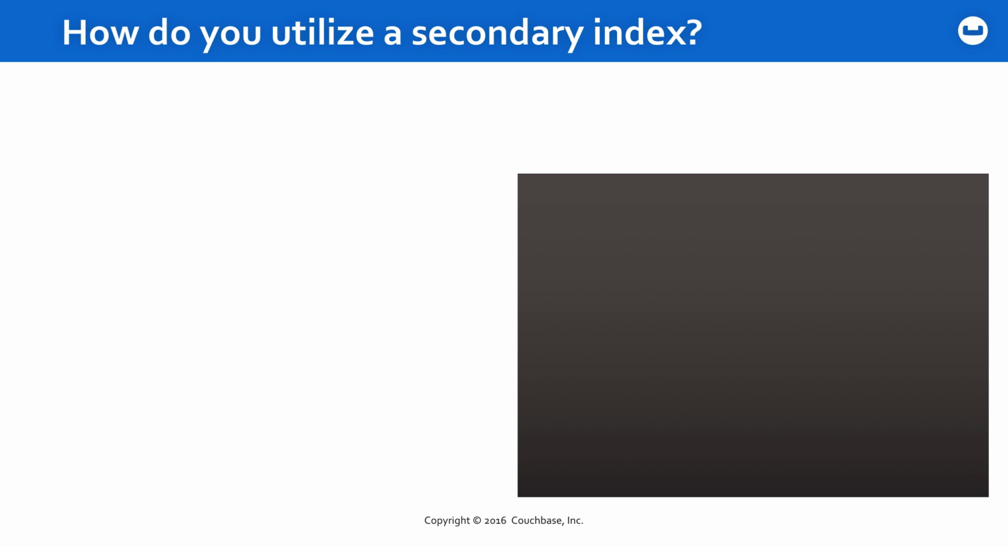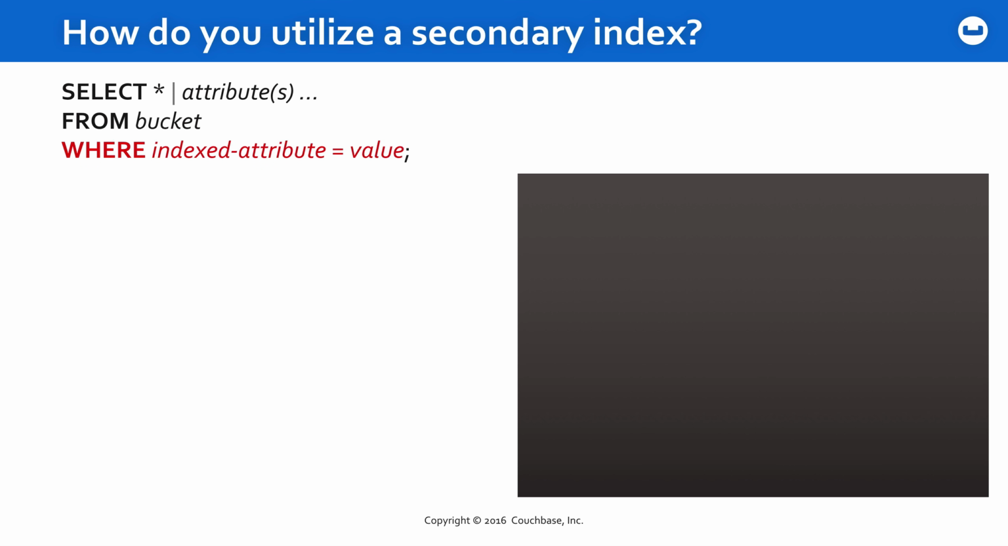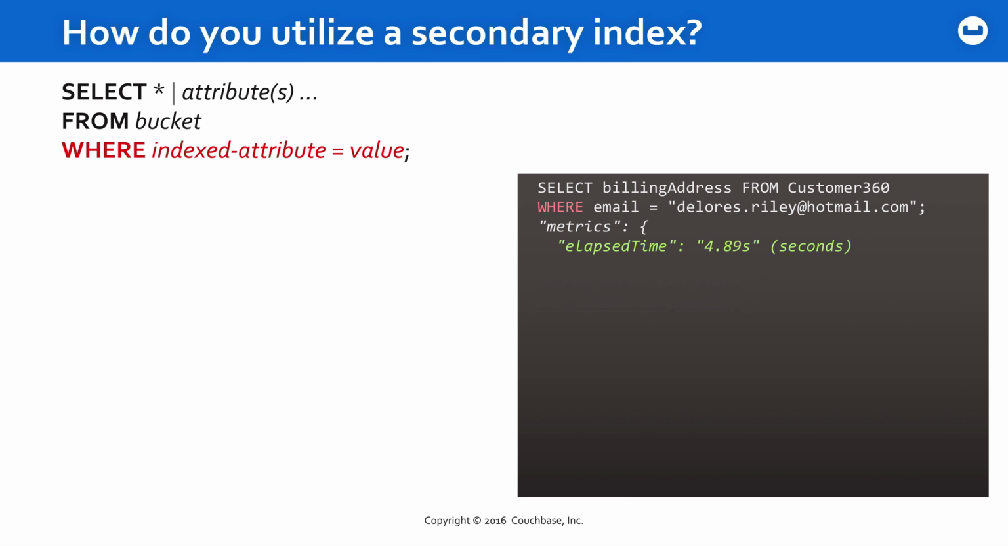Now, to use a secondary index, you just have to make sure you're executing a query that lines up with the index. So with N1QL, I could select star or select specific attributes from a bucket where a particular attribute has a value. And yes, there is an AND statement. You could have multiple filters here, as you'd expect from SQL. So I could, for example, select billing address objects from Customer 360 where they match a particular email.